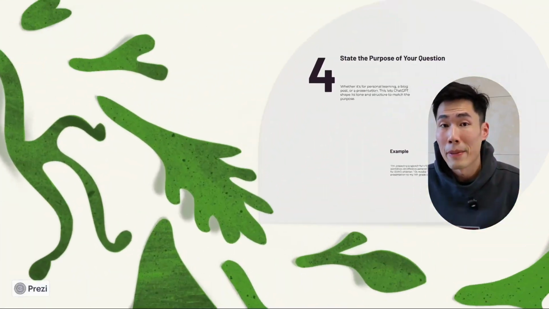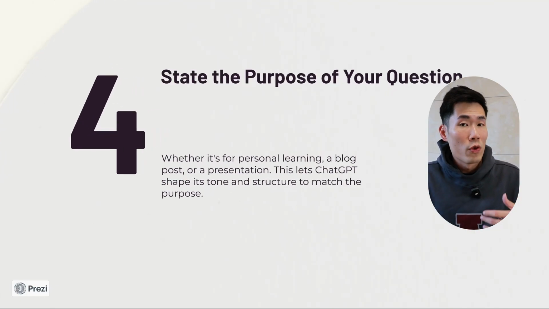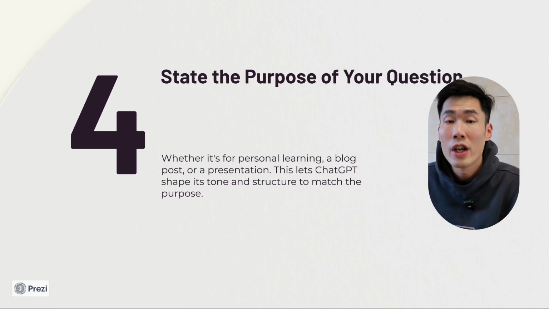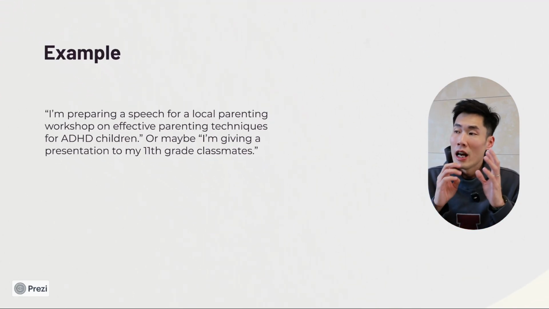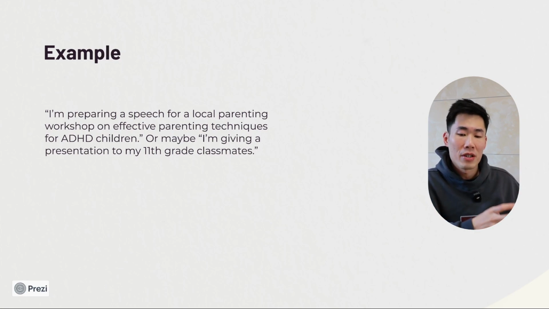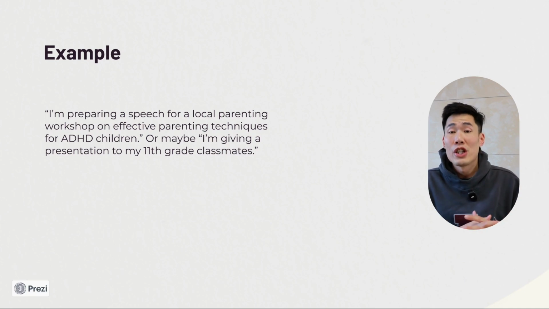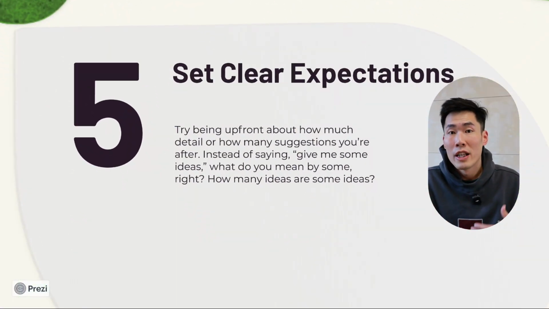Now let's go to the 4th step. State the purpose of your question. Whether it's for personal learning or you are writing a blog post or preparing for a presentation, you can let ChatGPT know. Let's say, for example, after I finish my research, I'm going to share this piece of content with some other parents who are also facing the same issue. In that case, I can say, I'm preparing a speech for a local parenting workshop on effective parenting techniques for ADHD children, so that ChatGPT knows this piece of content is for parents. Or you can also say, I'm giving a presentation to my 11th grade classmates, so that ChatGPT knows it should avoid complex language style.